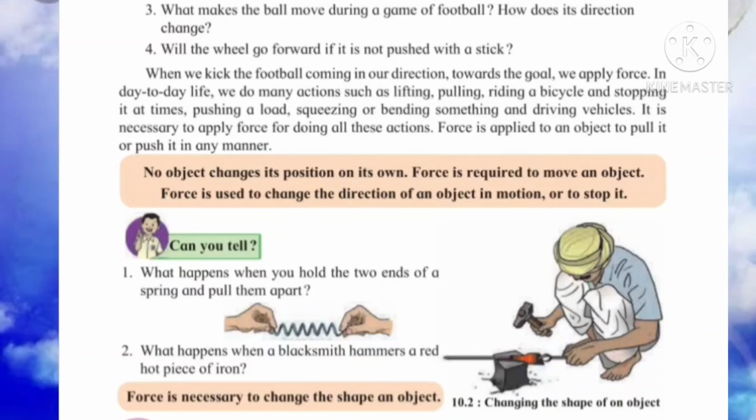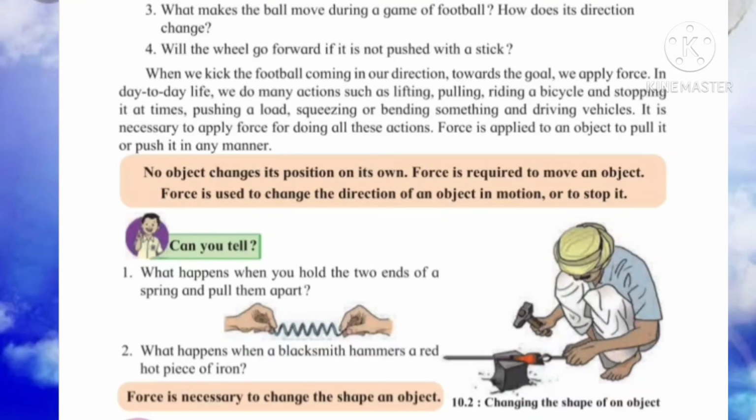Now the second question, what happens when a blacksmith hammers a red hot piece of iron? Everyone knows the blacksmith, working on iron things. First he heats the piece of iron and then hammers it. What will happen? After hammering, its size will increase. The size or length of that object will increase.